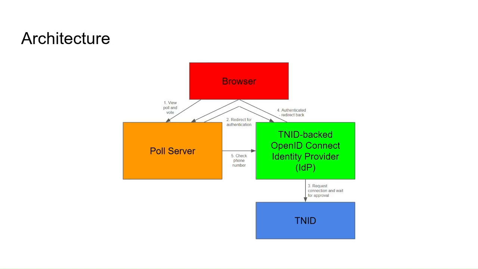So here's the architecture. The browser connects to the poll server to view the poll and to vote. The poll server redirects to the TNID-backed OpenID Connect identity provider, which requests a connection within TNID and waits, polling for it to be approved. It then takes this as authentication and redirects back to the poll server, which can retrieve the user's telephone number to check that it's unique.